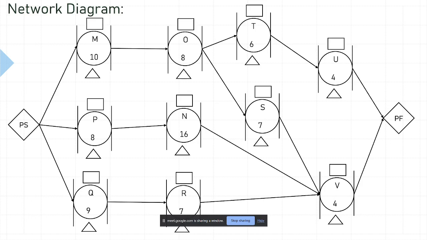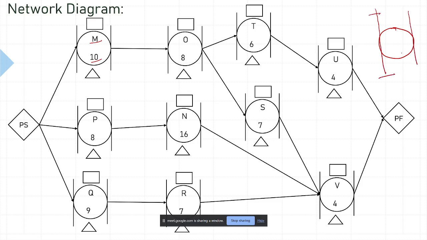Okay, so with this network diagram, you have got the activity name here and activity duration here. What do we need to do now? We'll do a forward pass and determine the backward pass. Okay, so again, first we will discuss the format here.